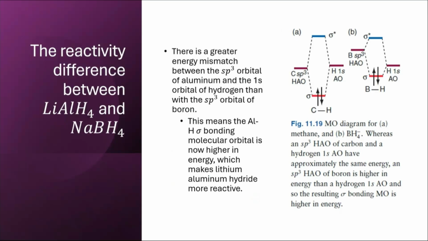So generally, lithium aluminium hydride will just reduce a lot more compared to sodium borohydride. That is because there's a greater energy mismatch between the sp3 orbital of aluminium and the 1s orbital of hydrogen. If you compare that to the energy mismatch between the sp3 orbital of boron and the 1s orbital of hydrogen, there's not as much of an energy difference if we use boron instead of aluminium. So the aluminium-hydrogen sigma bonding molecular orbital is higher in energy, which means that lithium aluminium hydride will be more reactive.